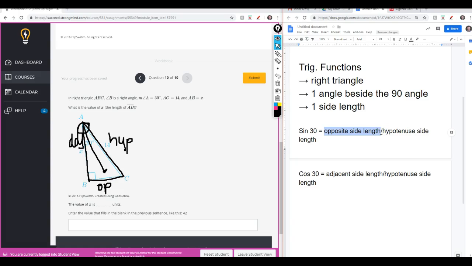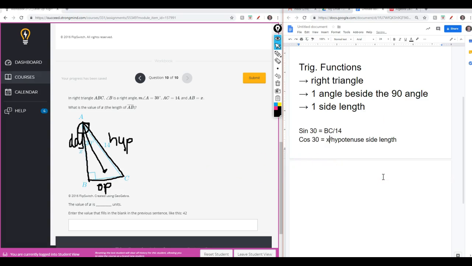So then when we substitute this in, the opposite side length is given to be the distance of BC. The hypotenuse side length is 14. The adjacent side length is x, and the hypotenuse is 14.